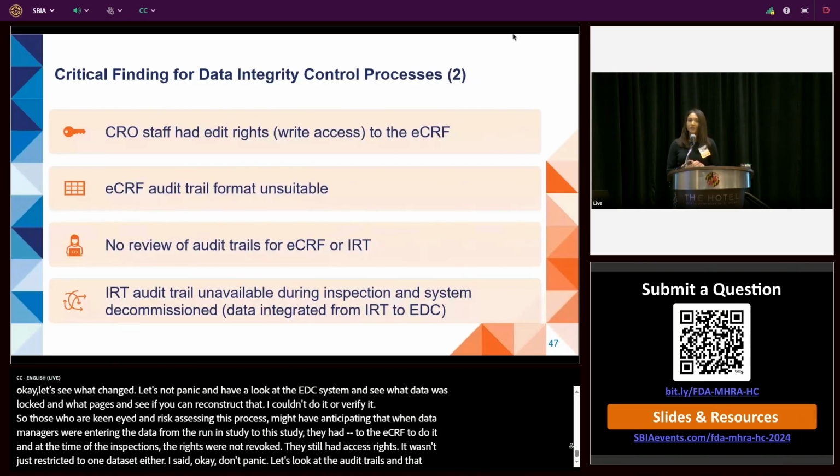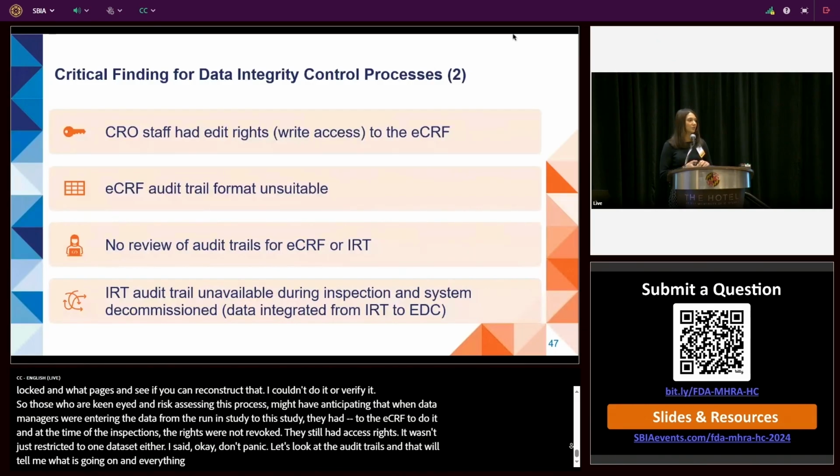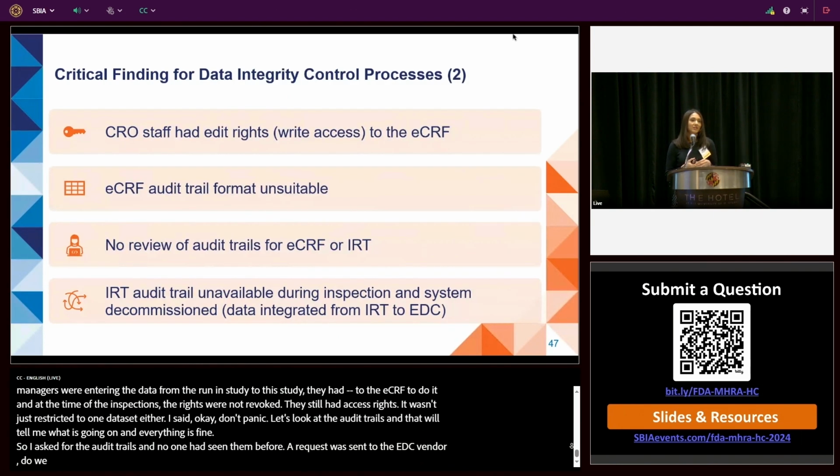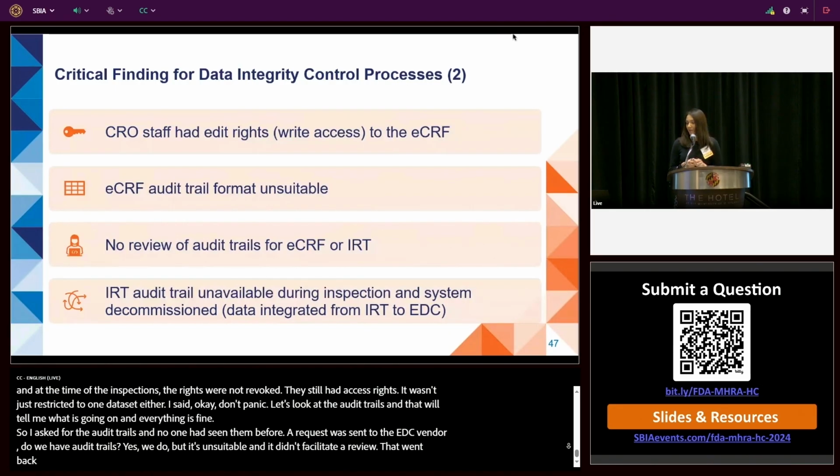So I asked for the audit trails. Nobody had ever seen the audit trails before. A request had to be sent to the EDC vendor saying, do we have audit trails? Yes, we do. But they were just in an unsuitable format and didn't facilitate review. Worst thing, they only went back 3 months, and that wasn't good enough. I needed to see it from the start of the study. So clearly nobody had been looking at these audit trails.